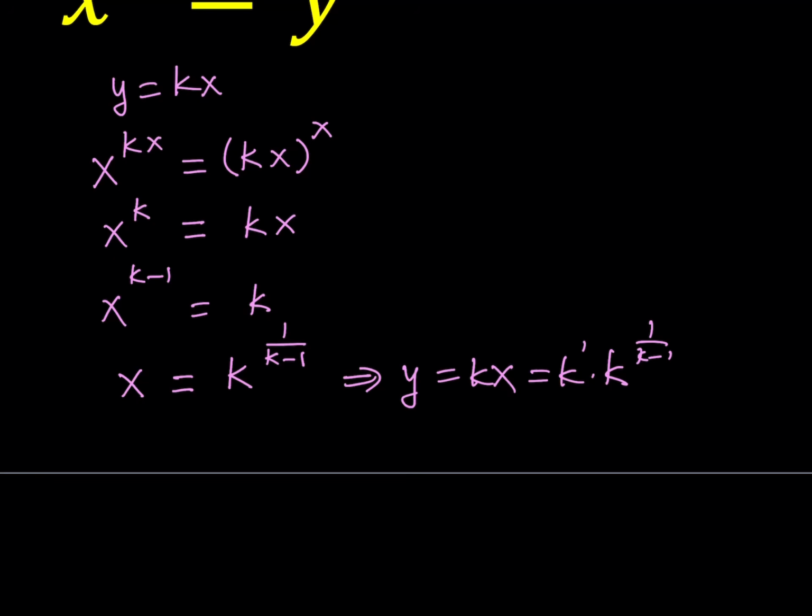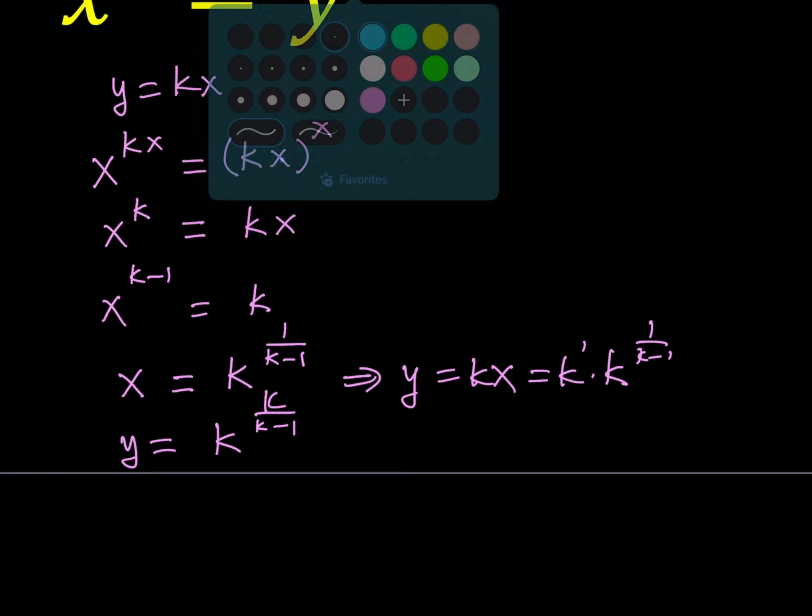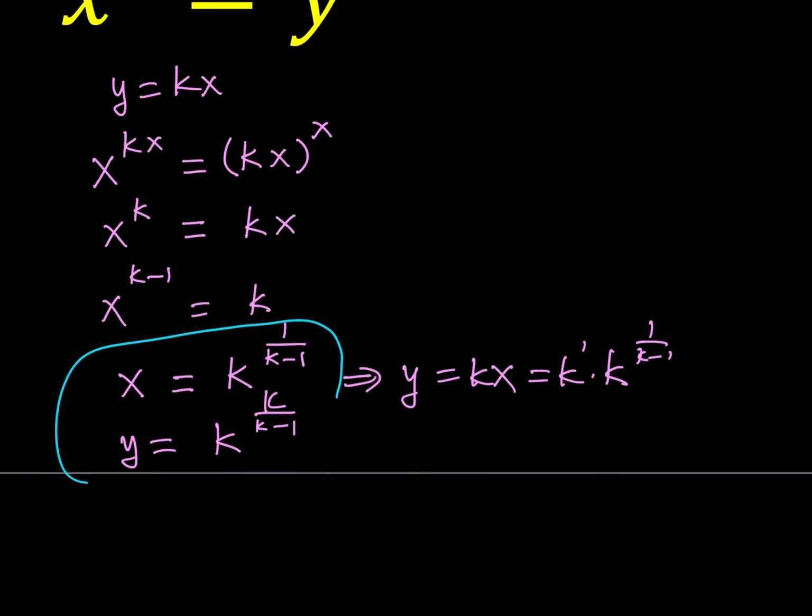When you multiply powers with the same base, you add the exponents. 1 plus 1 over k minus 1 is going to be k minus 1 plus 1 over k minus 1, which is equal to k over k minus 1. To keep a long story short, y is going to equal k to the power k over k minus 1. So this basically gives us the value of x and y in terms of a parameter k, which is cool.